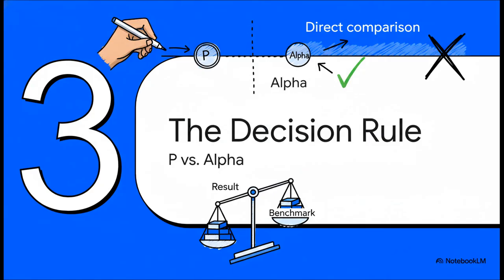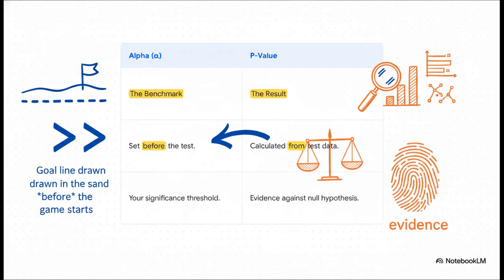So now we have this probability. How do we turn it into a clear yes or no decision? Well, the process is actually surprisingly straightforward. We compare our result, the p-value, to a benchmark that we set before we even start the test, and that's the decision rule.